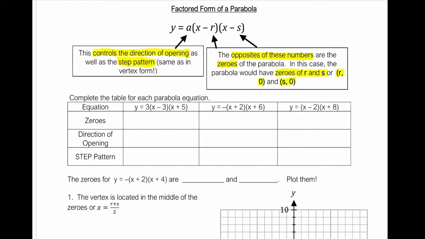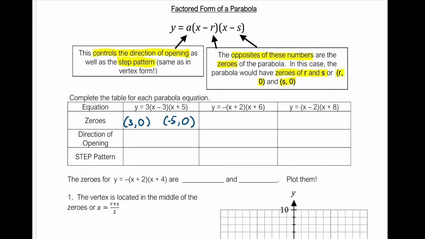So, using that information, let's go through and try to pick out these key properties when looking at an equation. In our first one, we have y equals 3 times x minus 3 times x plus 5. So our zeros, or roots, or our x-intercepts are the opposites of these values that we see in the brackets. I see a negative 3, so in actuality, it's positive 3. And I see a positive 5, so that actually means a negative 5. The y values in this case are always 0 because it is the x-intercept.